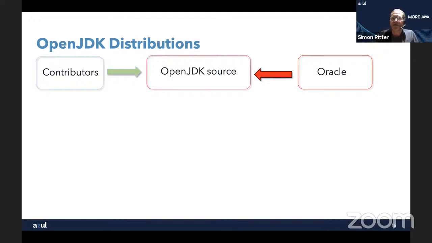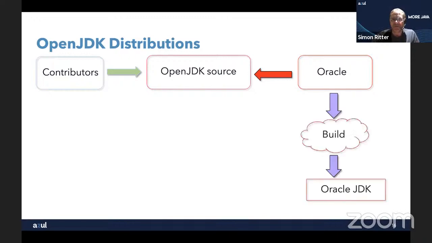When it comes to actually creating the distributions, what happens is that Oracle, who took over from Sun, provide the main distribution of the JDK. What they do is they take the source code, build that, and create the Oracle JDK. I haven't put an arrow directly from the OpenJDK source code, and that's deliberate because Oracle use a different license in terms of how they make that available.